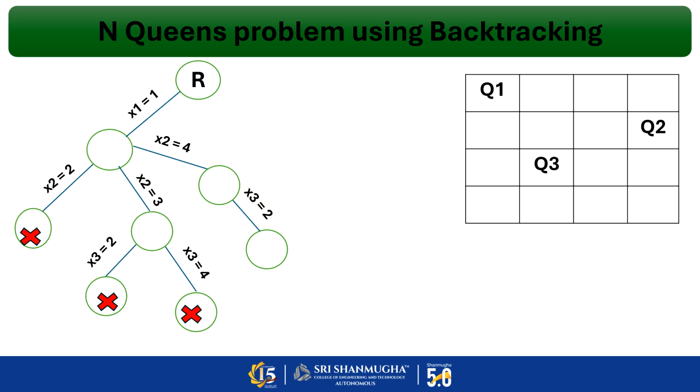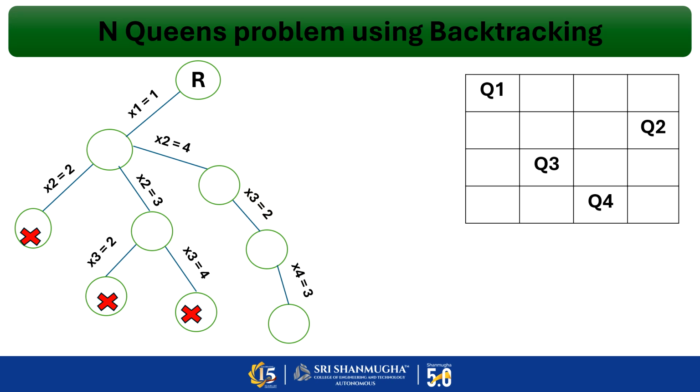That's why it is mentioned as x3 equal to 2. Look at the state space tree. Now q3 is also safe, so we will leave it as it is. Now I am trying to place q4 in fourth row, third column. So that's why I have constructed a tree x4 equal to 3.